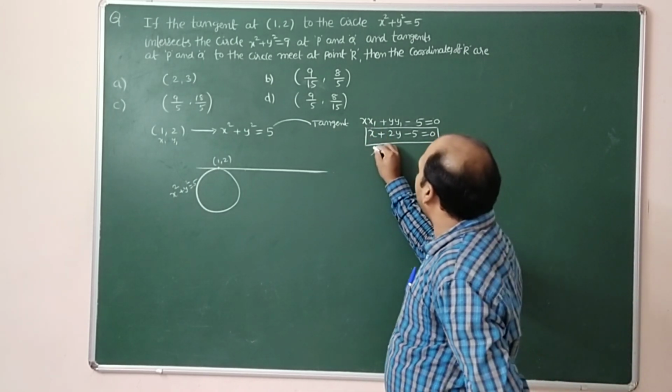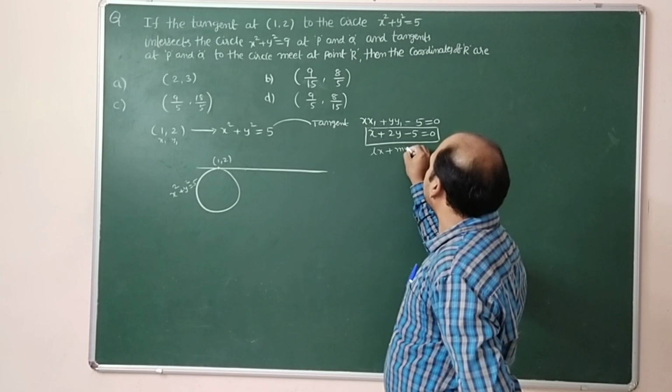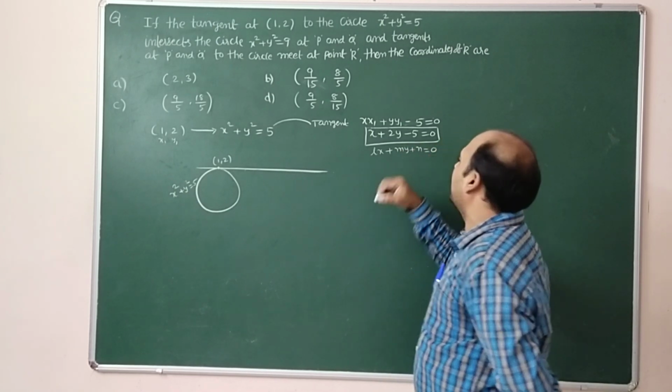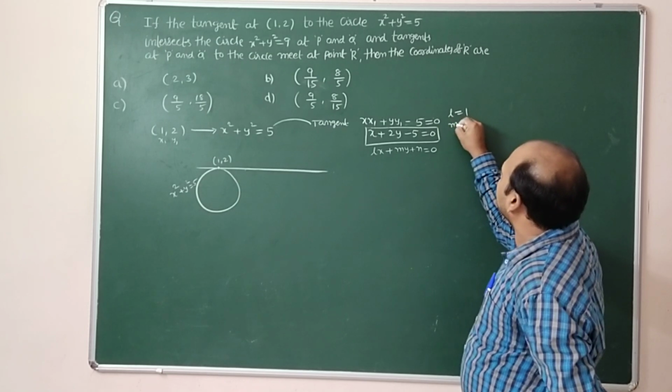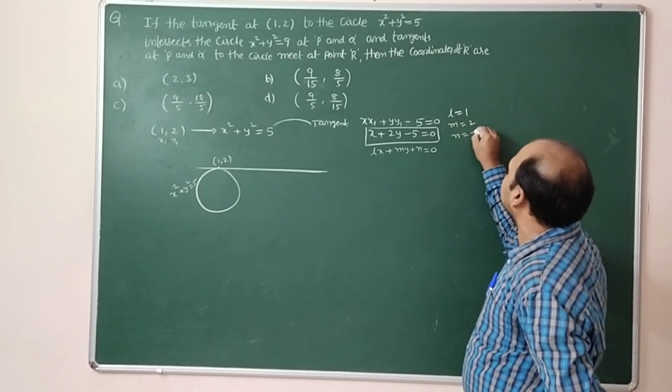This equation you have to compare with Lx + My + N = 0. So why, sir, are you comparing with this? I will tell that. So L = 1, M = 2 and N = −5.